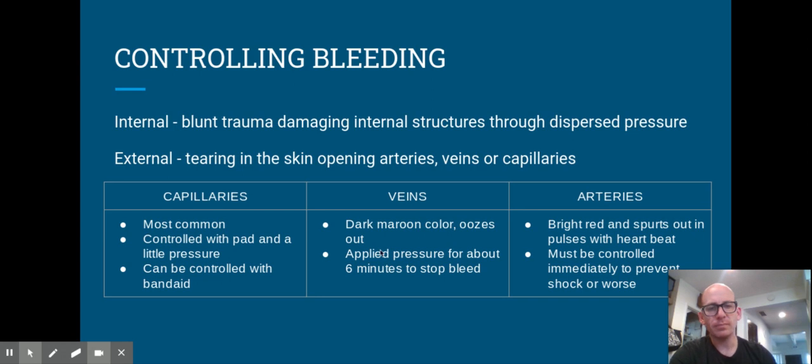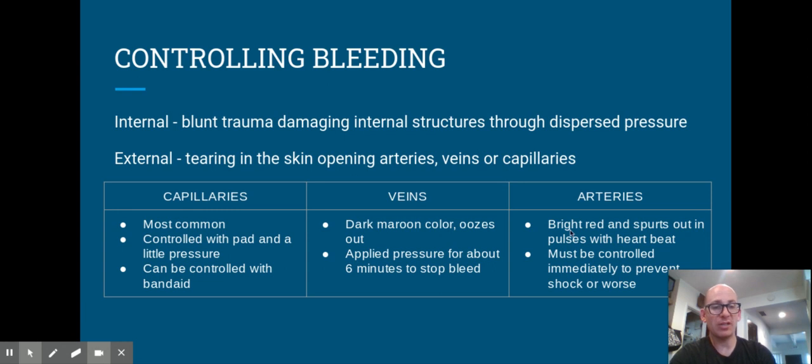The last and most severe is bleeding out of an artery, or an arterial bleed. This is bright red because of the oxygen, and it's going to spurt out. So it will pulse out, and this can be dramatic. It can be spurting out at a reasonable distance. These have to be controlled immediately because these are severe.